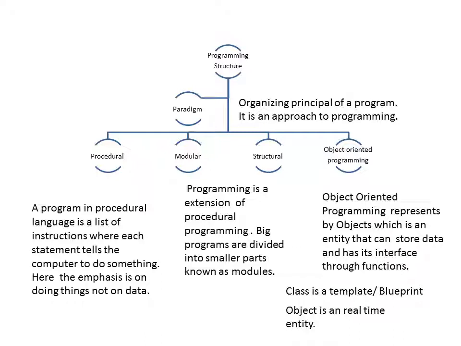Now, these programming structures are divided into various parts: procedural, modular, structural, and object-oriented programming. This concept of writing the programming structure is known as the paradigm of programming. The definition of paradigm is the organizing principle of a program. It is an approach to programming. What exactly type of approach do you take to programming? These are the approaches: one is procedural programming, one is modular programming, one is structural programming, another is object-oriented programming.